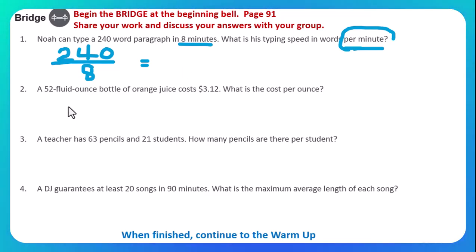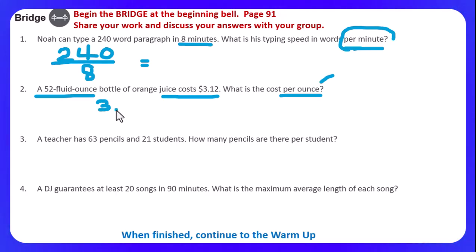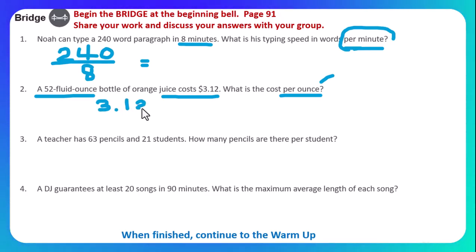Let's set up question number 2. A 52 fluid ounce bottle of orange juice costs $3.12. What is the cost per ounce? Again, I'm going to underline per ounce. So I'm going to be dividing by the number of ounces I have. So I've got 52 ounces. Okay, the cost is $3.12. So it's 3.12 divided by 52. Always divide by what comes after per.